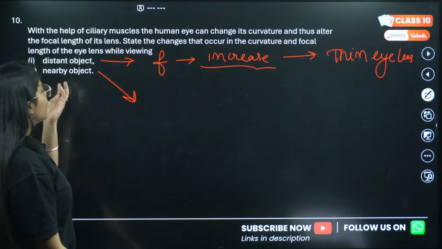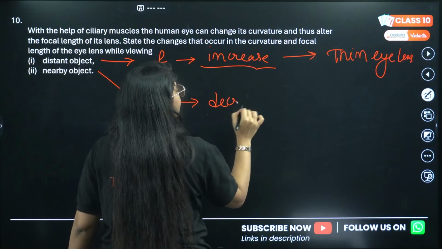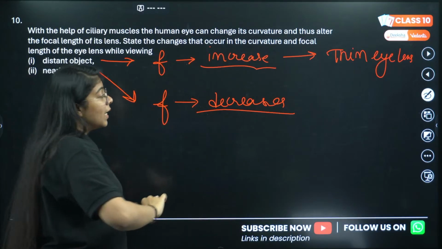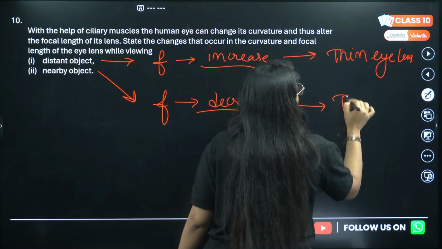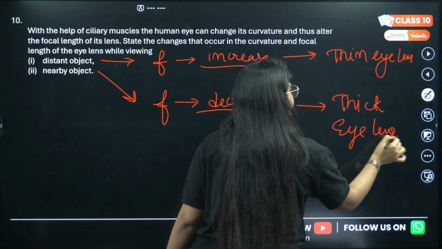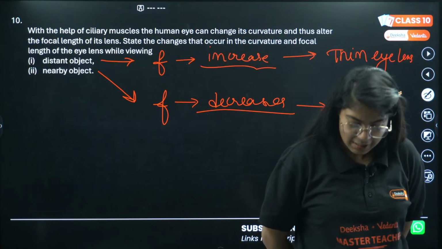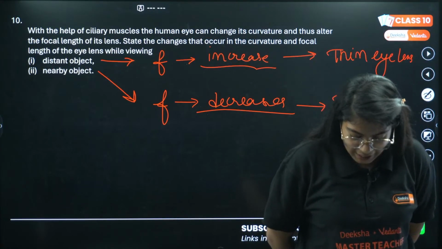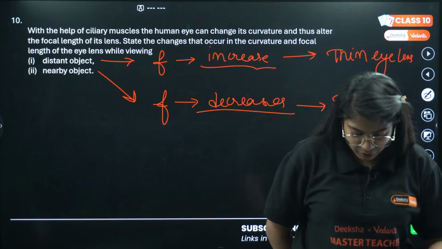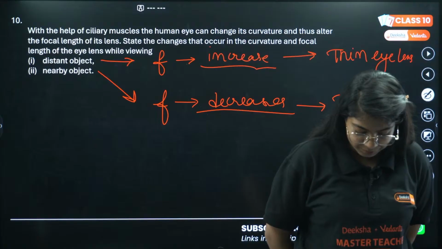And similarly, for nearby objects, focal length, what? Focal length decreases as the distance of the object from the eye decreases, and thus the eye lens becomes a thick eye lens. Correct? That is it for this chapter. For a nearby object, the answer is: curvature increases and focal length decreases. Yes, very good, Aman. That is absolutely true. For a distant object, curvature decreases and focal length increases.